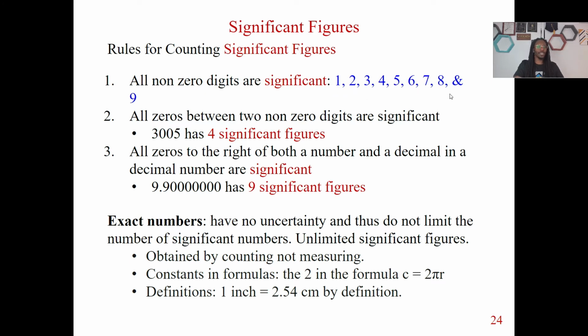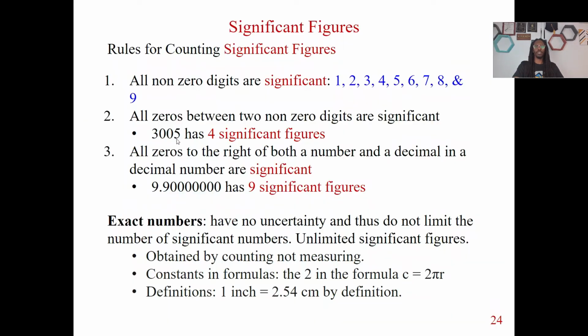So all of these are significant figures. Now, let's look at rule 2: all zeros between 2 non-zero digits are significant. For instance, we have 3005. How many sig figs would you think this has? Think about this rule: all zeros between 2 non-zero digits are significant.